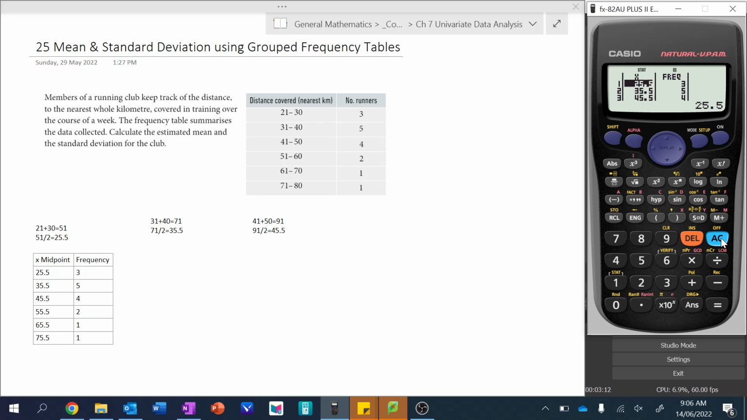Alrighty, now I can clear the screen, Shift 1. Now, since I'm looking for standard deviation and mean, both of those are going to be found in 1-var, 2, with the x with the hat. So there's my mean is 43. So I can put down mean equals 43.